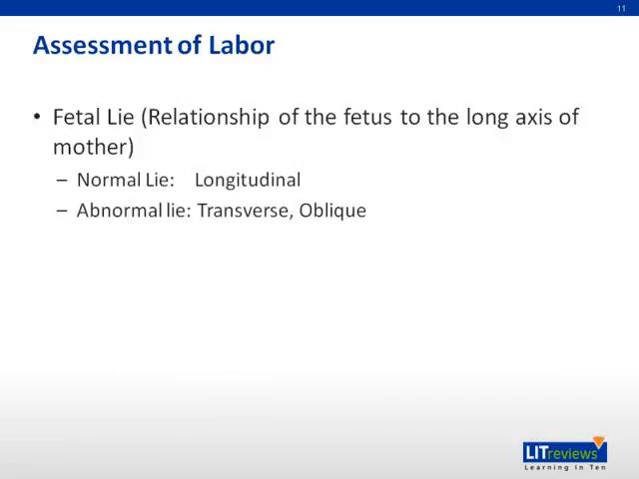Fetal lie describes the relationship of the long axis of the fetus to the long axis of the mother. Normal lie is when the fetus is longitudinal and the axis of the fetus is in line with the long axis of the mother. Examples of abnormal lie include transverse or oblique.